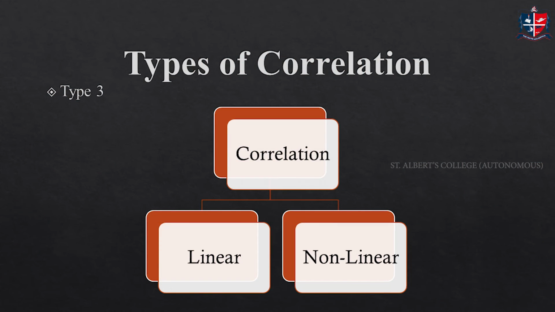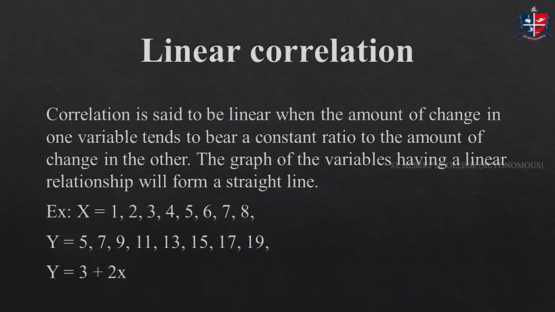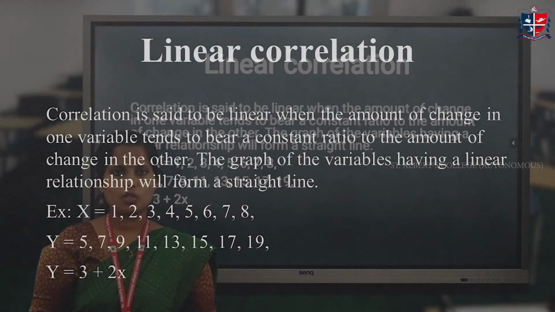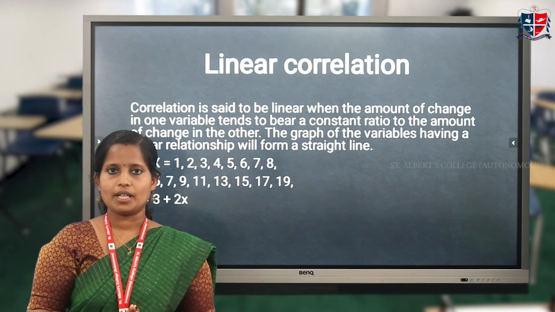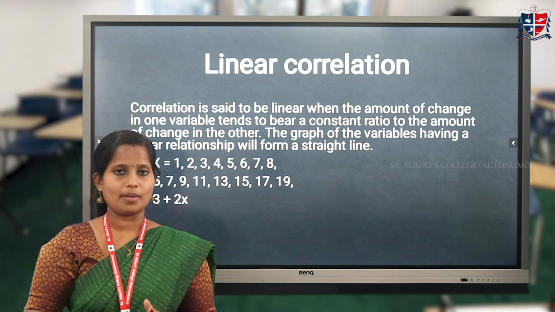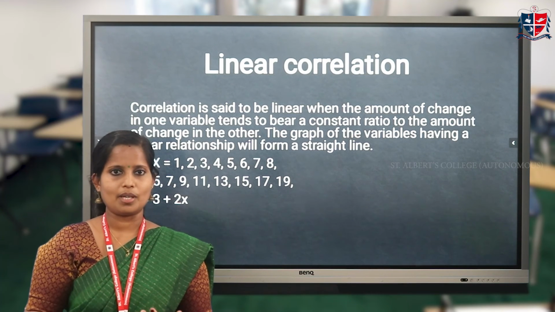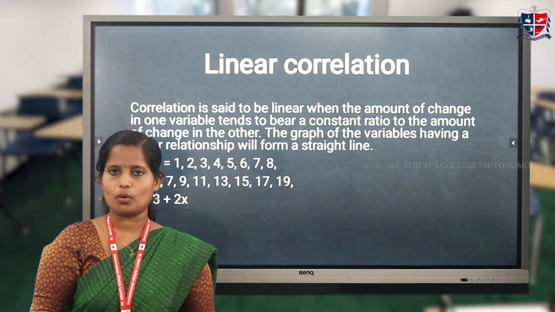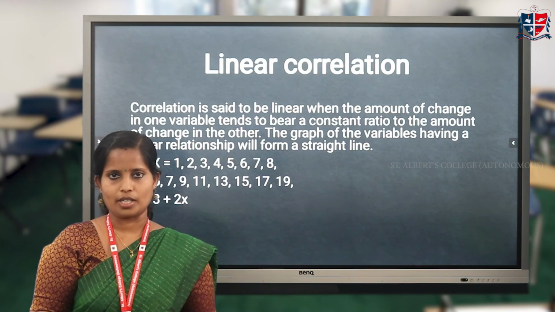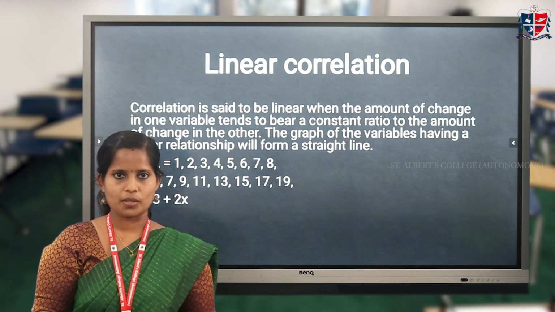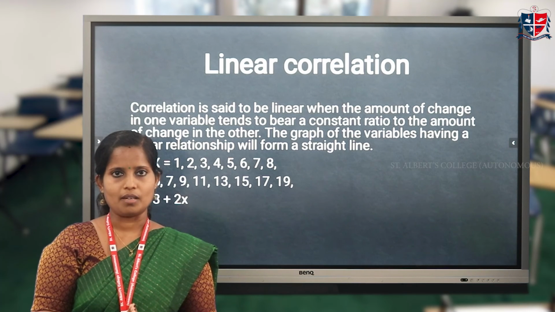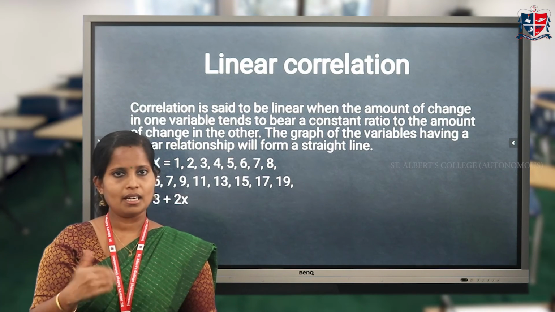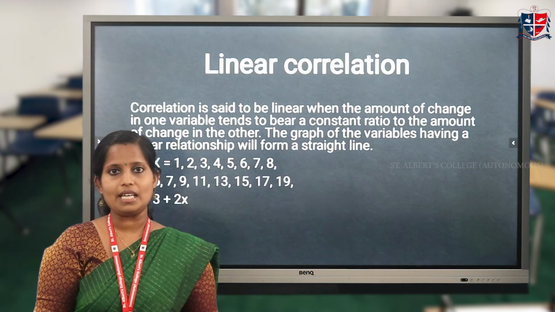So let us move on to the next type of correlation, linear and non-linear correlation. By the word correlation, it is sure that there is a relation between two variables. That is, if there is an increment, sometimes there may be an increment. If there is a decrement, sometimes there may be a decrement. Such a relationship exists between two variables. That is what we mean by correlation. When we come to linear correlation, it is not simply a correlation. If there is a change in one variable, it makes a constant change in the other variable. So that is what we mean by linear correlation.